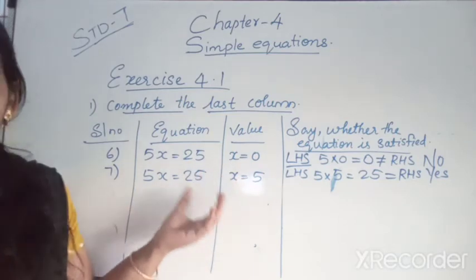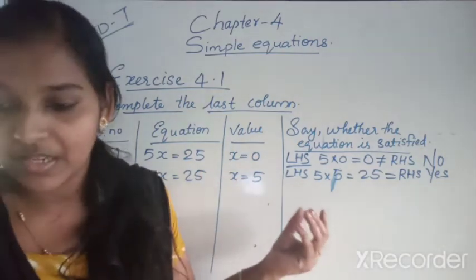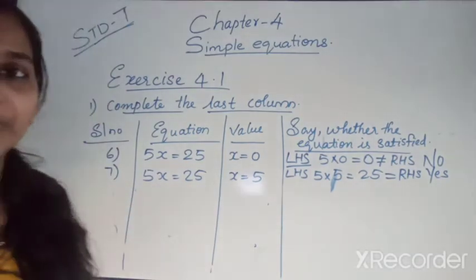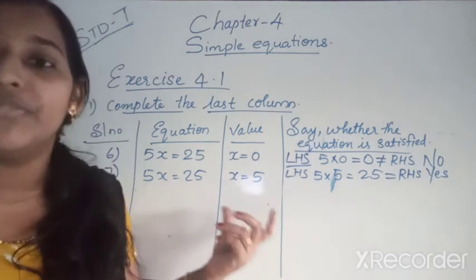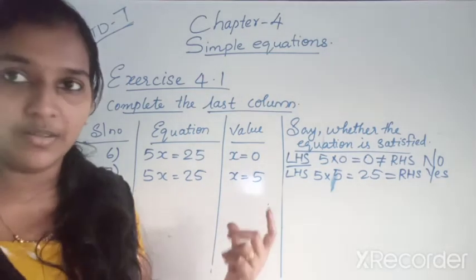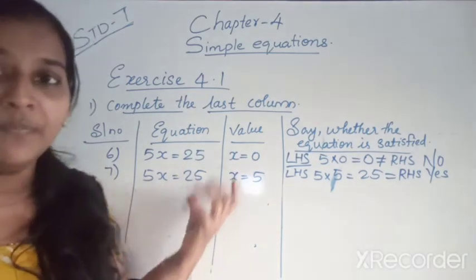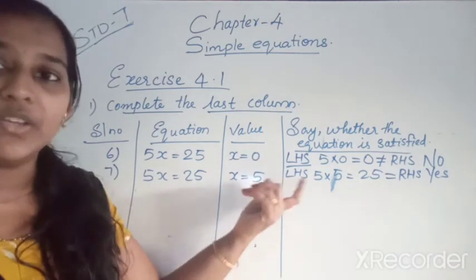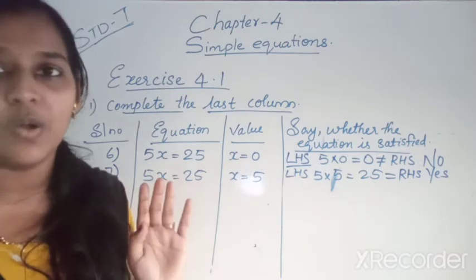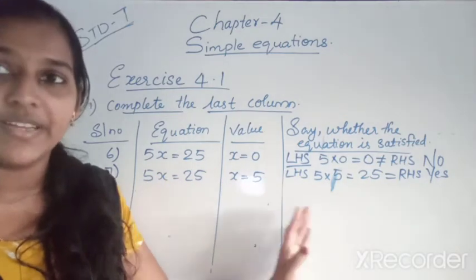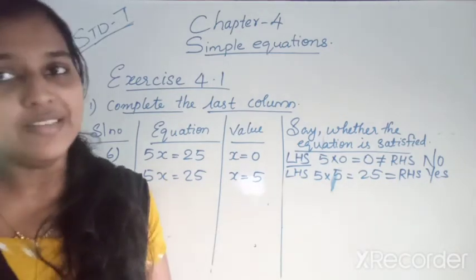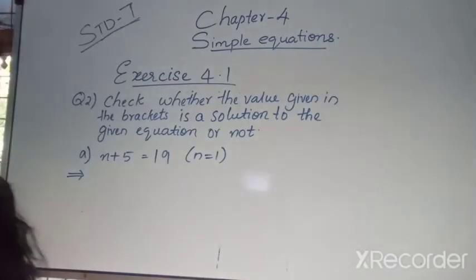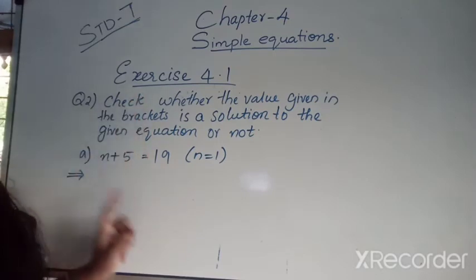So this way you can continue all the questions. Everyone can check all the other questions also in the same way. Put the value of the given variable, whatever value is given, in the variable and check whether you are getting the same RHS or not. If you are getting the same RHS, then that equation will satisfy. Clear, children?